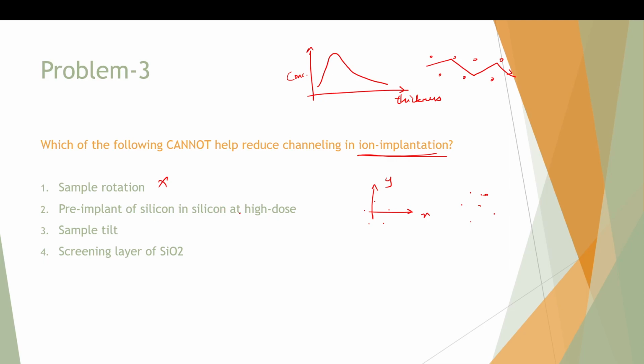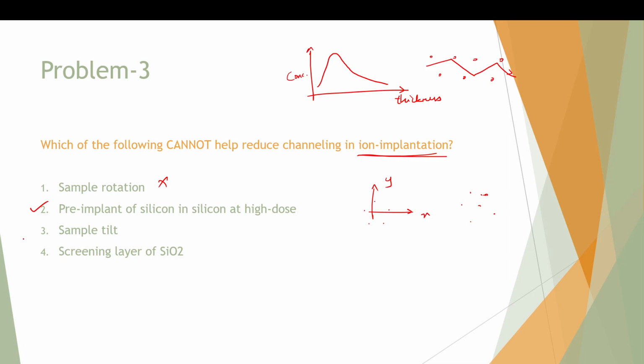Okay, so what this means is that we first implant silicon inside the silicon substrate. So that will create defects in the silicon. So whenever there are defects, the silicon crystal won't be perfectly crystalline. So it will start becoming a little bit amorphous in nature, because of which the ions won't see perfect channels of silicon atoms. The channels will get distorted, and finally the channeling effect will reduce. So this will help.